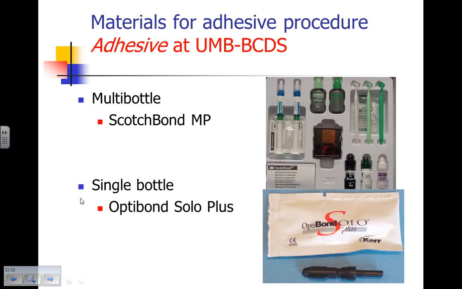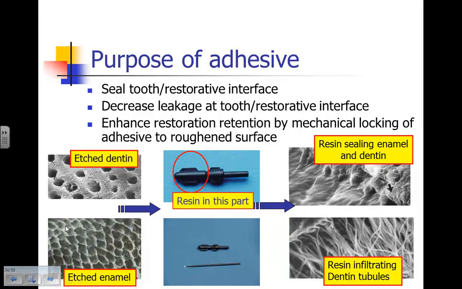The Scotchbond Multi-Purpose is our fourth generation adhesive. Our OptiBond Solo Plus is our fifth generation adhesive. We're using the adhesive to seal the tooth restorative interface. We're decreasing leakage at the tooth restoration interface, and we're enhancing restoration retention by mechanical locking of the adhesive to the roughened surface.